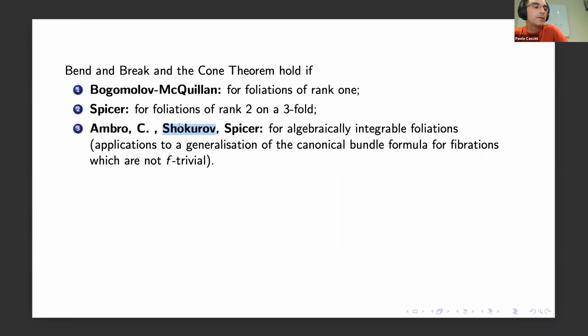So for instance, one of the results was due to Ambro, which was about nefness of the moduli part. This can be generalized to any of these fibrations, and somehow the proof is a different proof. It works even in the F-trivial case. So it does not use variation of Hodge structure. It does not use anything technical. It only uses the bend and, well, maybe the bend and break is also technical, but it only uses birational geometry methods. So somehow we are very happy about this.